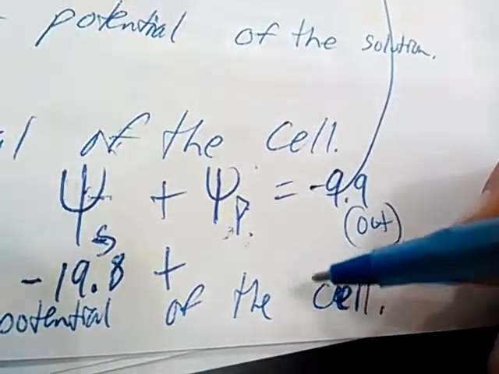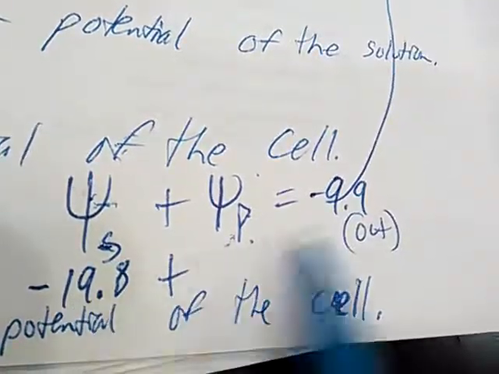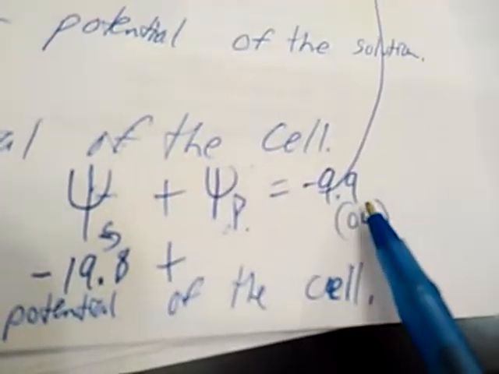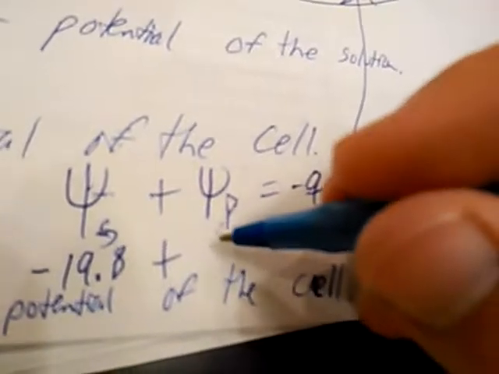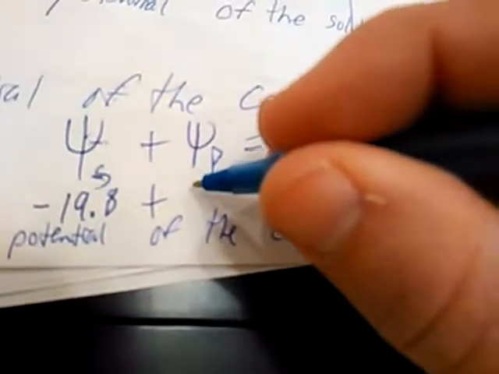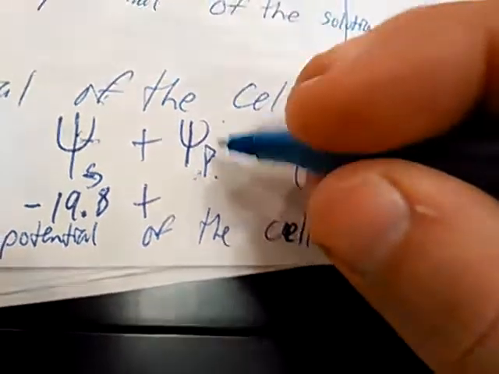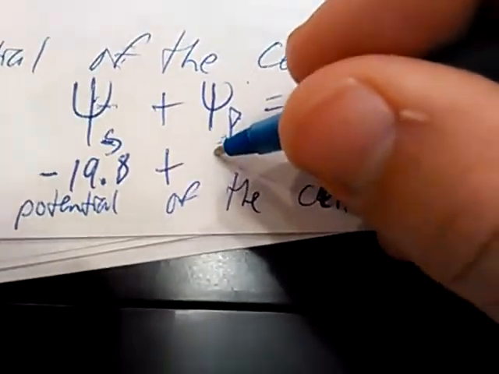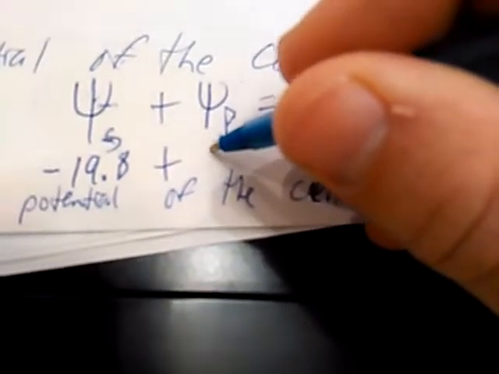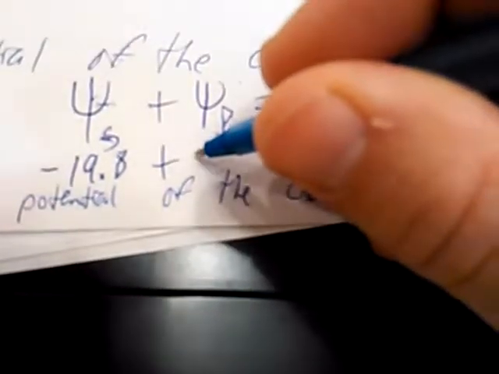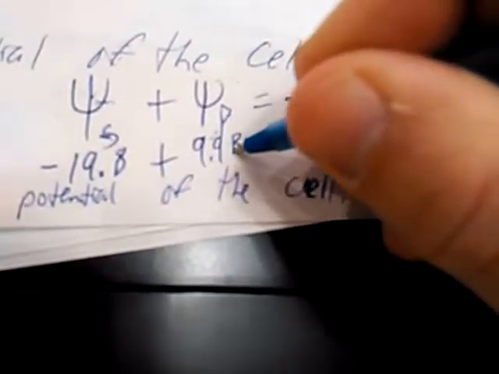Now the pressure in this case, it's got to be a positive number, right? We're taking 19.8. We've got to get it up to negative 9.9, and pressure is going to be a positive number because we can't have negative pressure. There's no such thing in physics as a negative pressure. Things don't suck; they blow. And so 19.8 plus 9.9 bar.